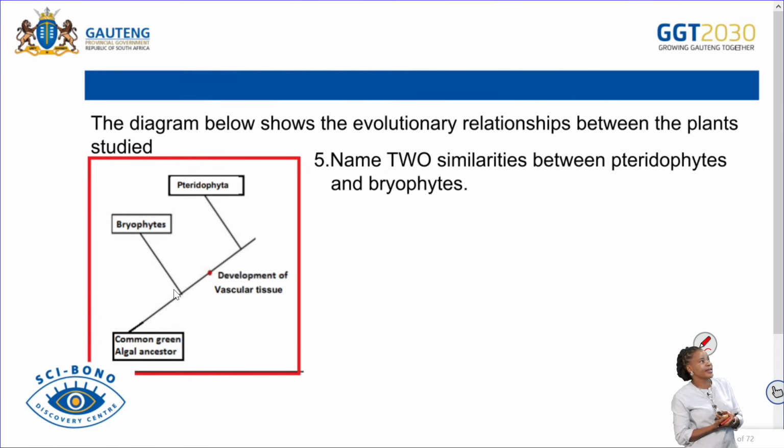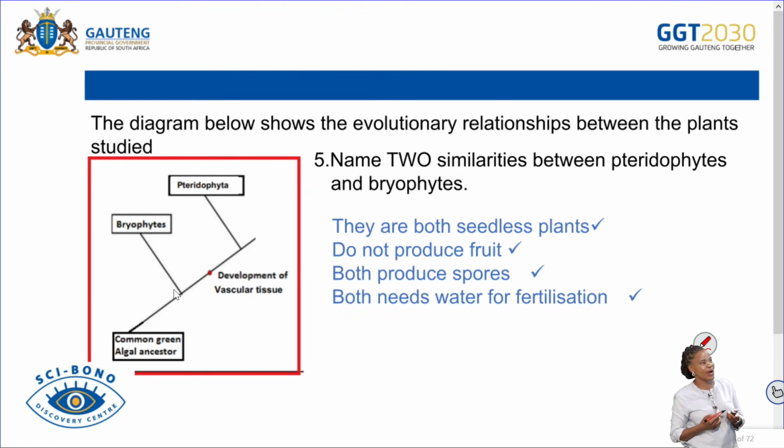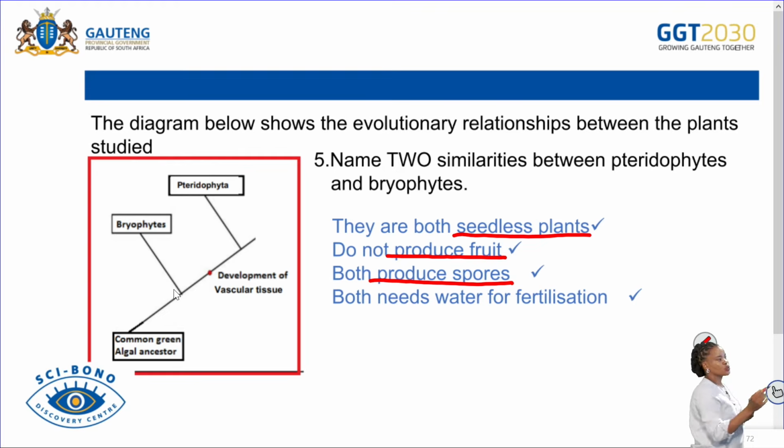Last question. Name two similarities between Pteridophytes and Bryophytes. What are the similarities between the two plants? Number one, they both are seedless, and they both do not produce fruits. They both produce spores. And they both need water for fertilization. So these are the similarities between the two plants.